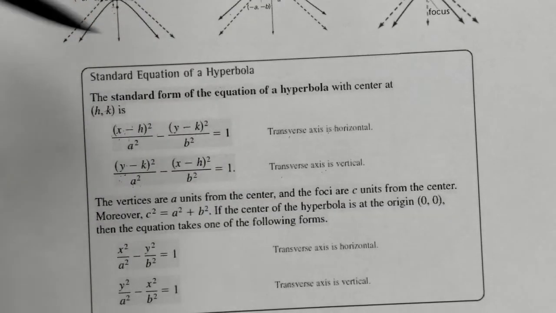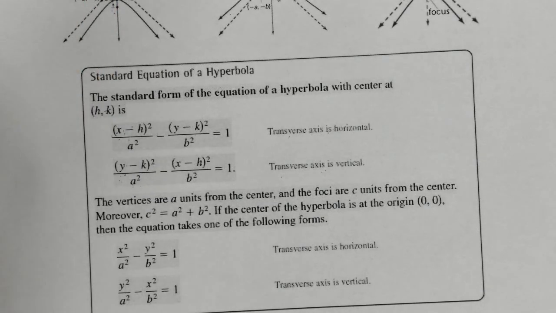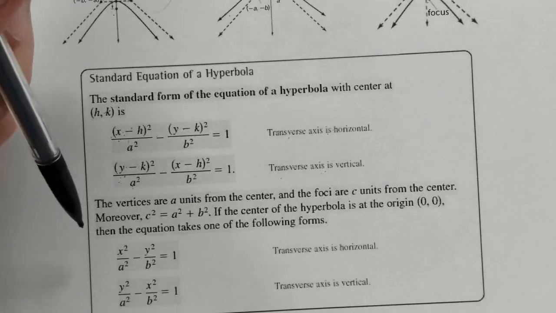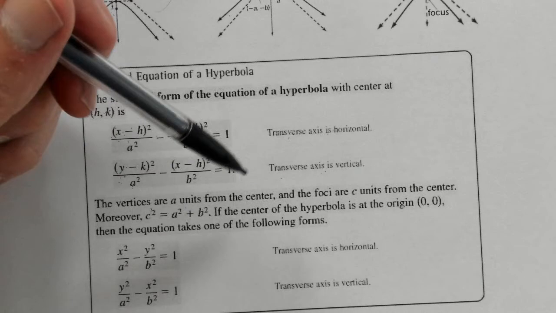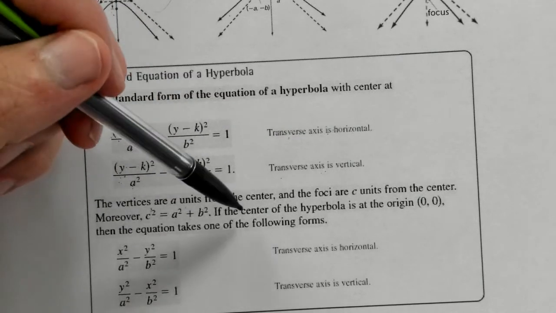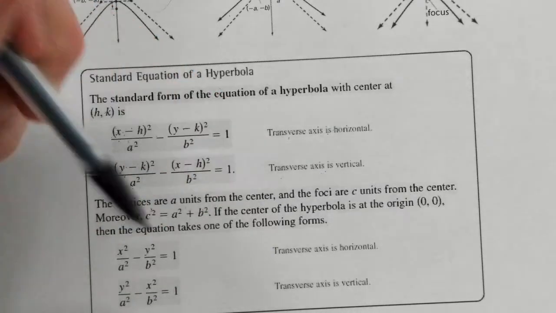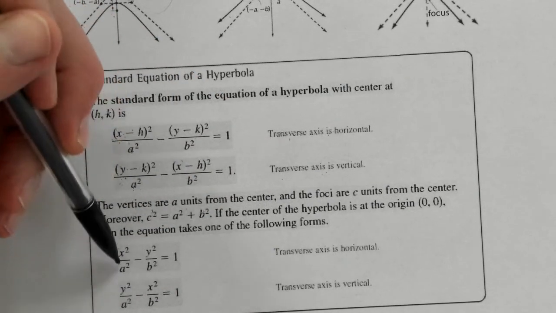All right, some other things. The vertices are A units from the center, and the foci are C units from the center, so that's kind of what we talked about up here. And this equation, C squared equals A squared plus B squared, is a relationship between the A's and the B and the C. All right, and if the center of the hyperbola is at the origin, you don't need your H and K here. It takes on these forms.